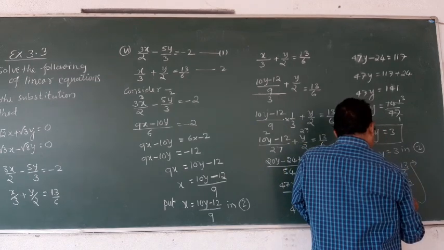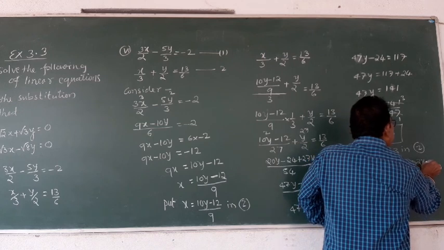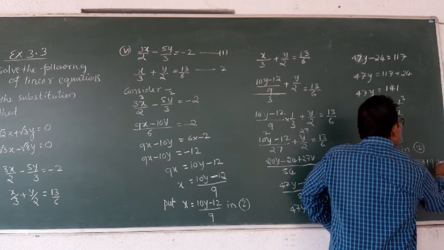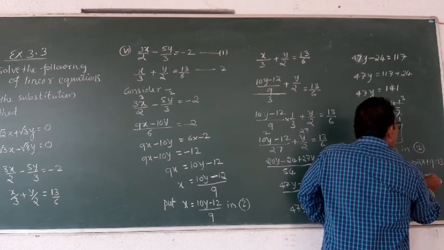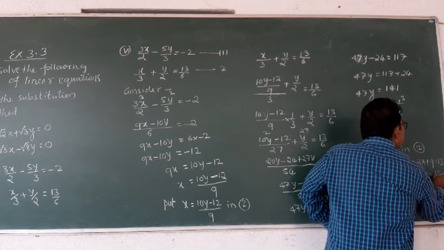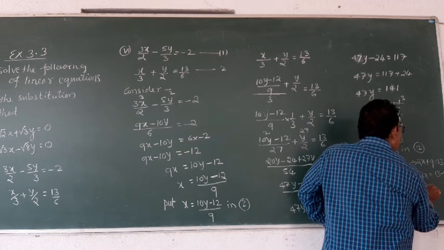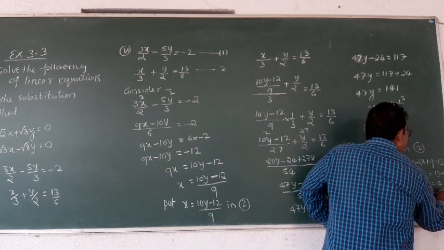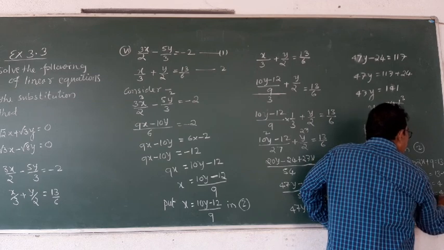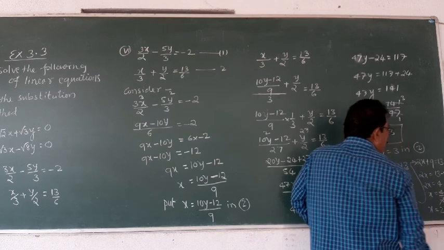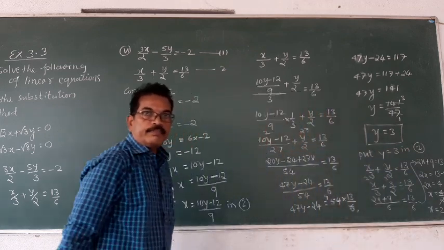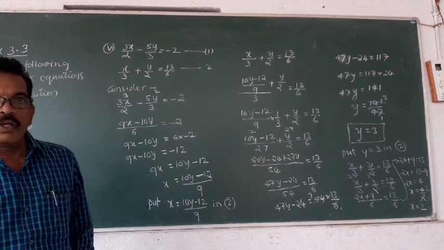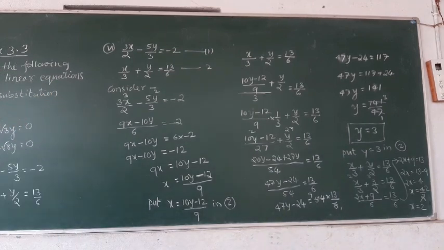Okay, denominators are same. 2x plus 9 equals to 13. 2x equals to 13 minus 9. 2x equals to 4. x equals to 4 by 2. 2 1s are 2 2s are. x equals to 2.